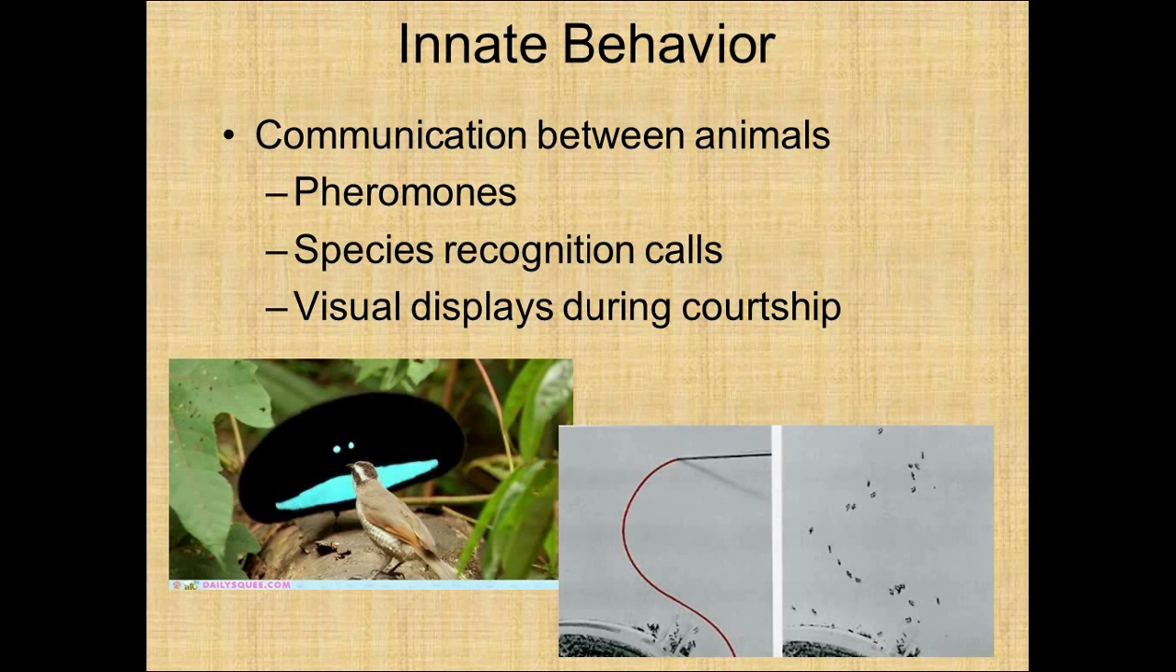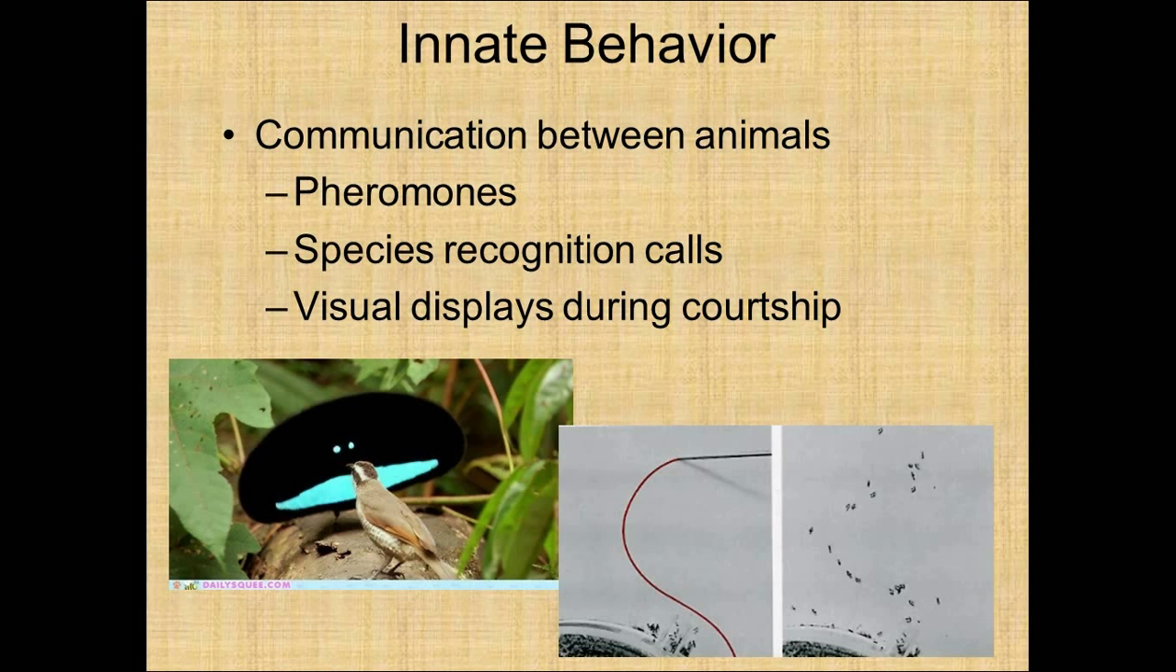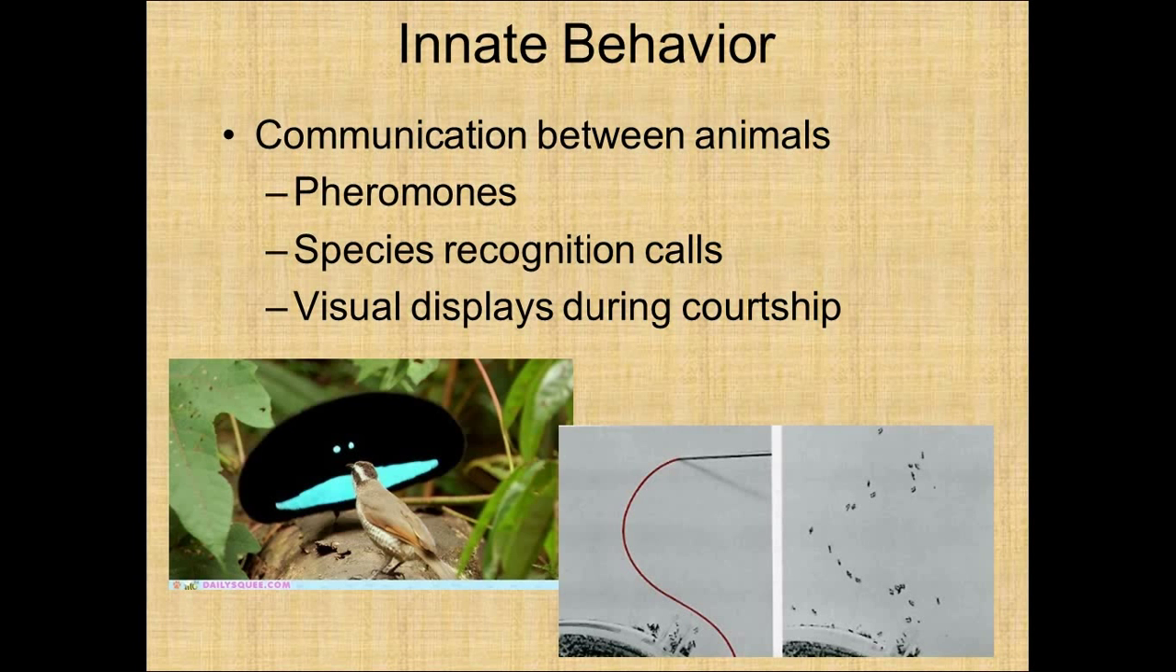Species recognition calls are just those sounds that we recognize between animals, the croaks of frogs, the barking of dogs, and so on. Visual displays during courtship are all those things that animals do to find mates and to convince this potential mate to choose them. Fireflies will use the color and patterns of their light flashes, and male birds will do dances and sing songs. And I have an example of a bird of paradise that's doing a visual display to court a female.